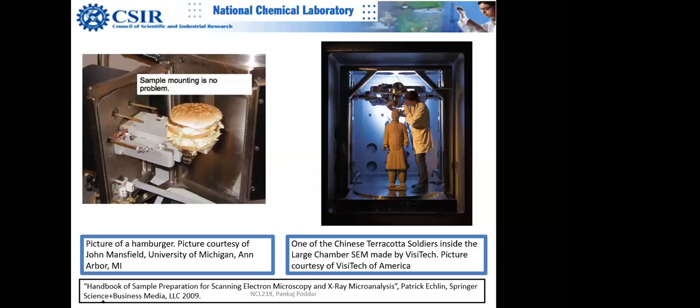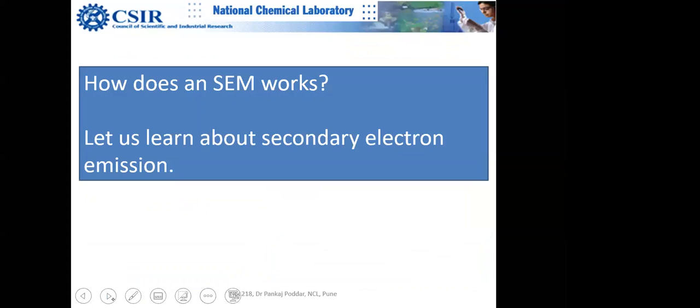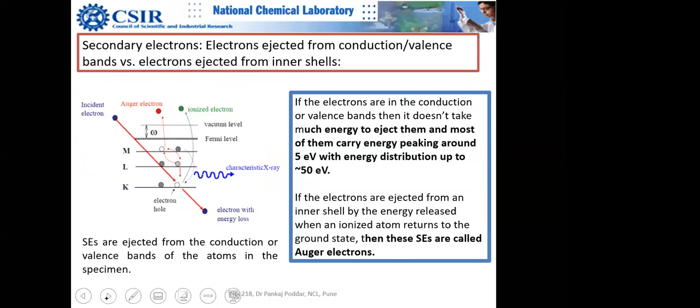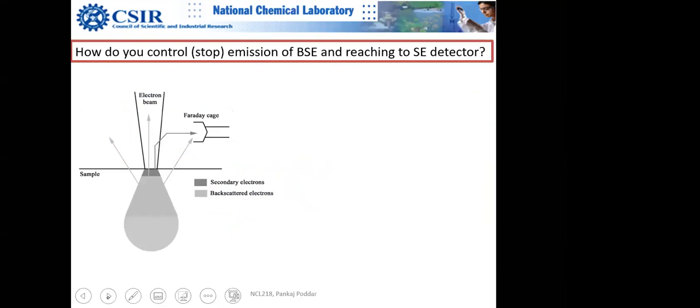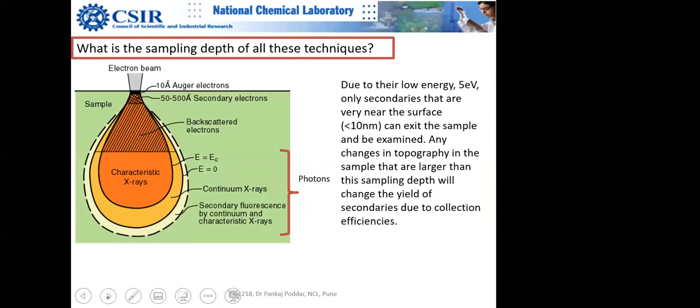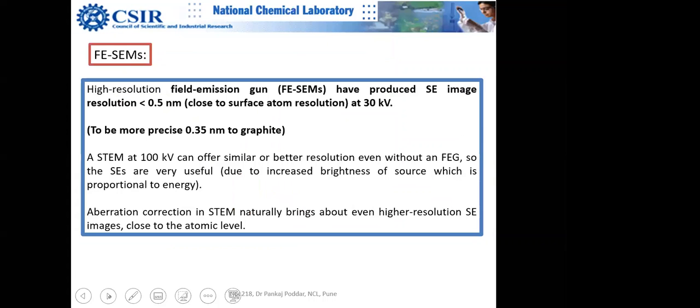So this is a Chinese terracotta army soldier. So how does it work actually? Let us look at that. The basic principle remains, the basic physics remains the same. There is no change in the basic physics. How electrons interact with the atom is the same as what we discussed earlier. So this guy, Aman, his question is answered here.